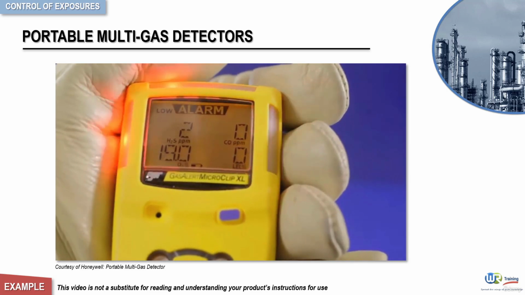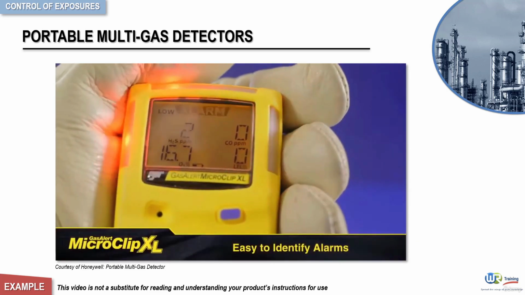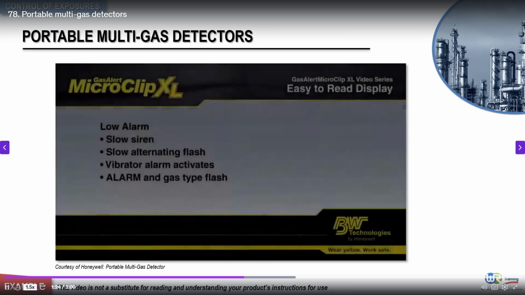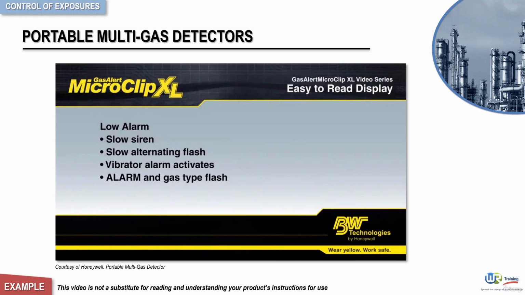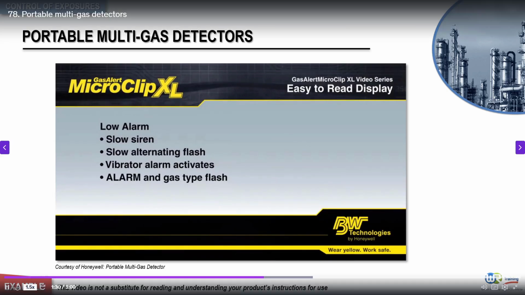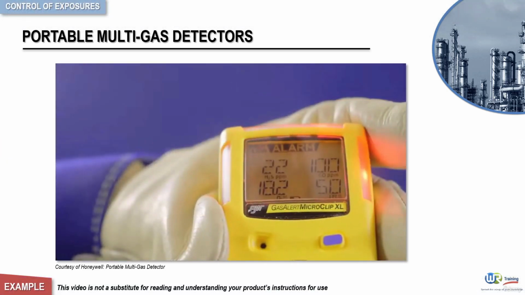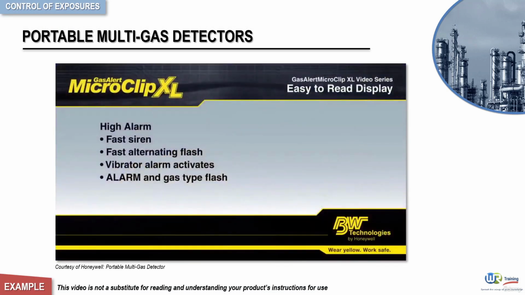In addition to the audible, visual, and vibrating alarm, a flash will appear at the top of the screen. The alarm type will also appear. Low alarms are instantaneous alarms. Take appropriate actions in line with your on-site procedures in the event your detector goes into low alarm. High alarms are also instantaneous alarms. High alarms are a secondary warning level.